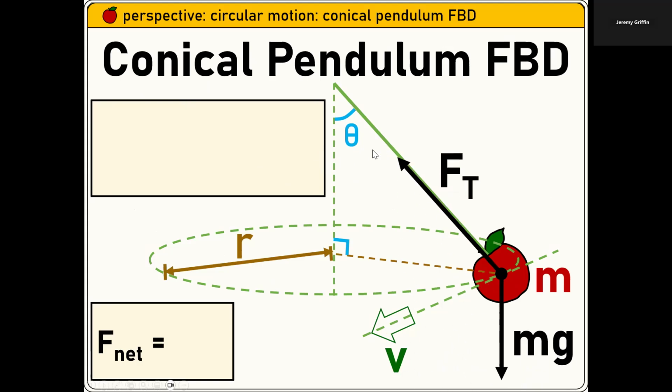Notice I'm giving you the angle relative to the vertical. If you run into this scenario on the AP exam, which you well could, they'll probably give you that angle from the vertical. They might do it from the horizontal, so just be ready for that. Suppose this angle, I'm just making something up, is 40 degrees. If this is 40 degrees, what is this angle right here? 50, because it would have to be complementary. It has to add up to 90.